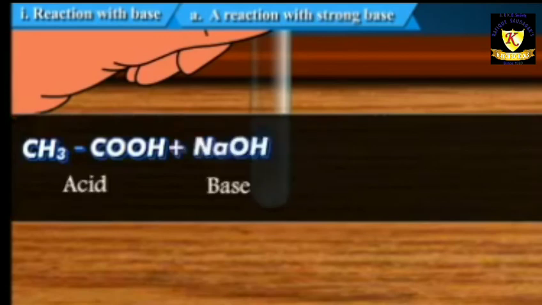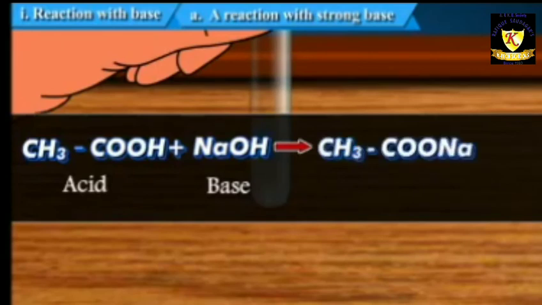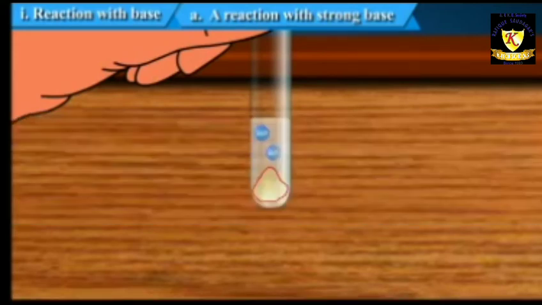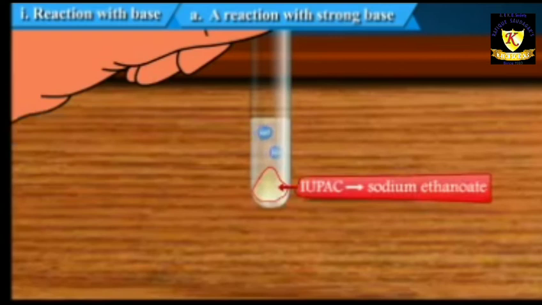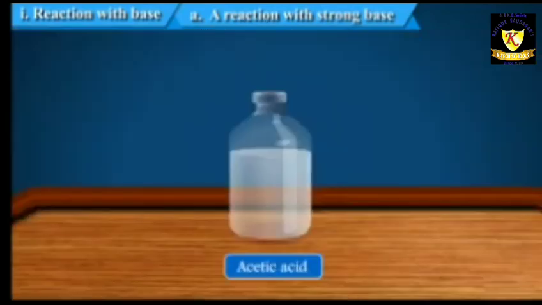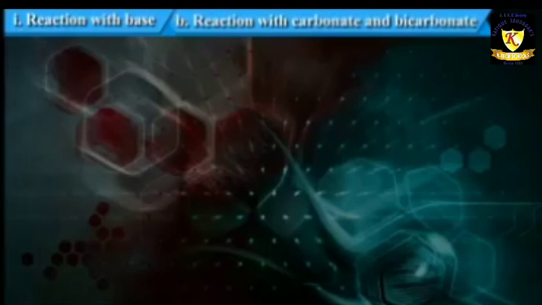CH3COOH, that is acid, plus NaOH, that is base, gives CH3COONa, that is salt, plus H2O, water. The IUPAC name of the salt formed here is sodium ethanoate, while its common name is sodium acetate. You have learnt in the previous standard that acetic acid is a weak acid. Now, reaction with carbonate and bicarbonate.